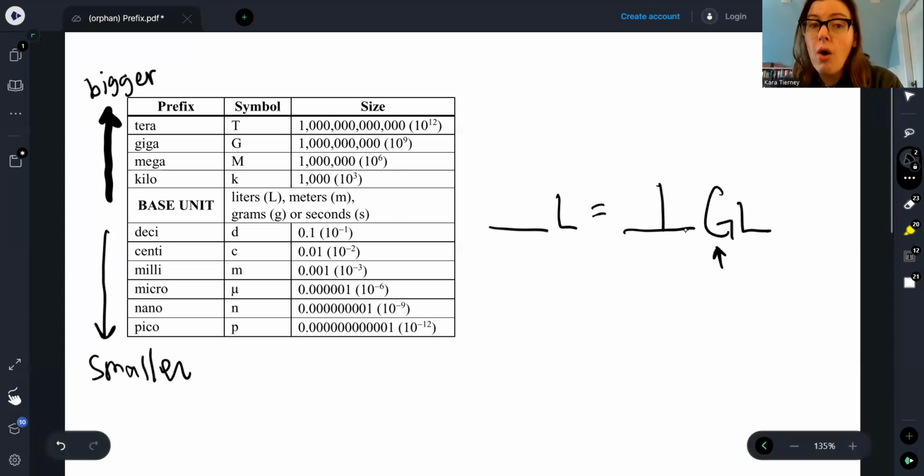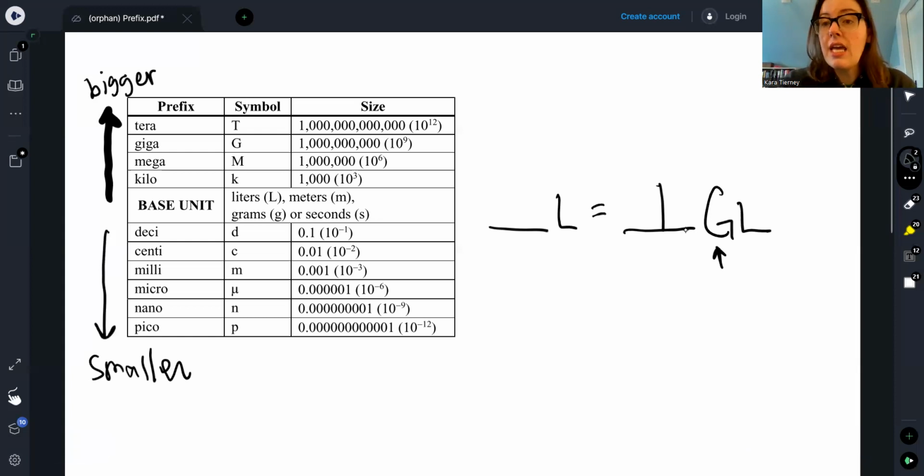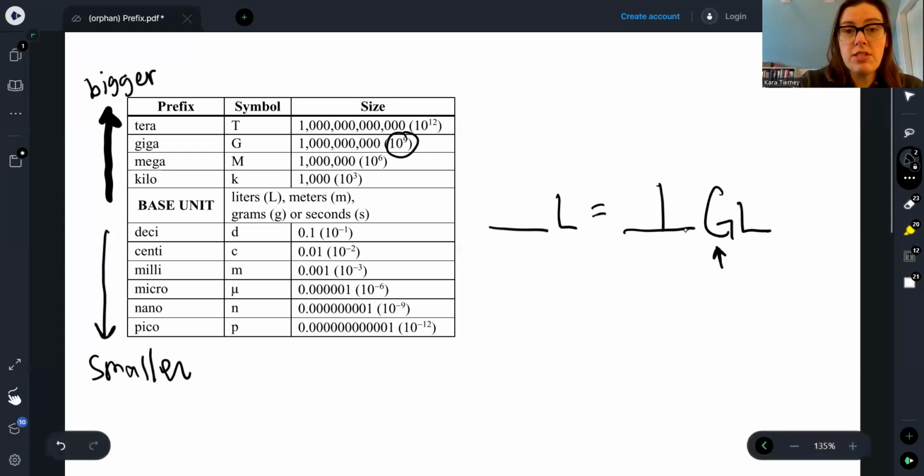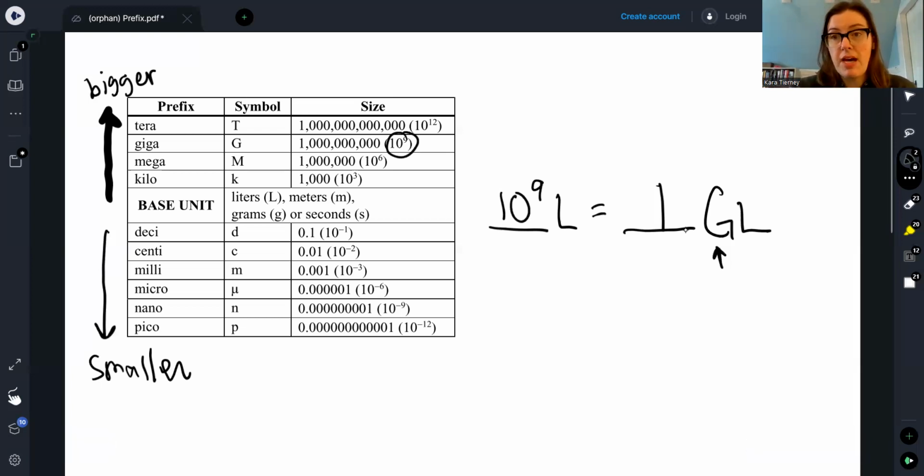The other unit always has to be a base unit. In your equations, we always have to have one unit that is the base unit. So liter, meter, grams, or seconds. The other one, we tack a prefix onto the beginning. So I put a 1 with the bigger unit, and then I find the one prefix that's in our equation, giga, and I find the power of 10 for giga, which is 10 to the 9th. I would put that in the blank. If it is already positive, we keep it positive. If it's negative, we make it negative.